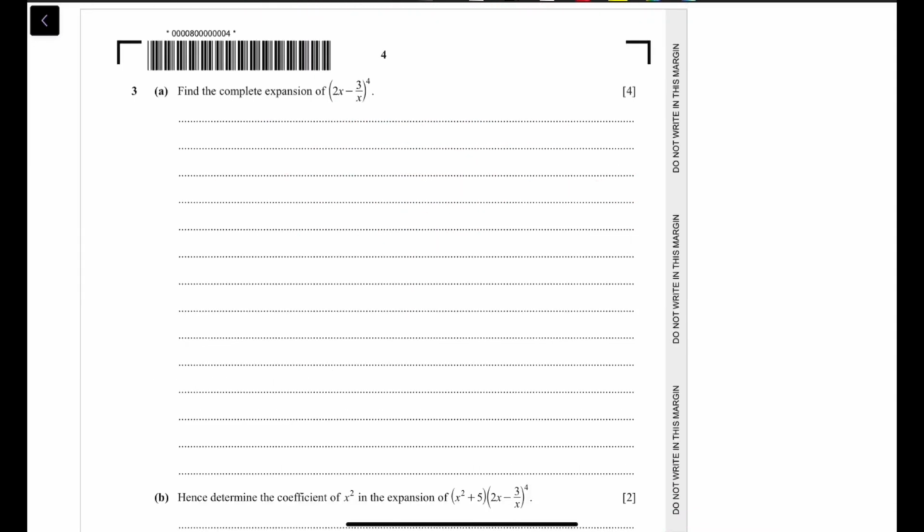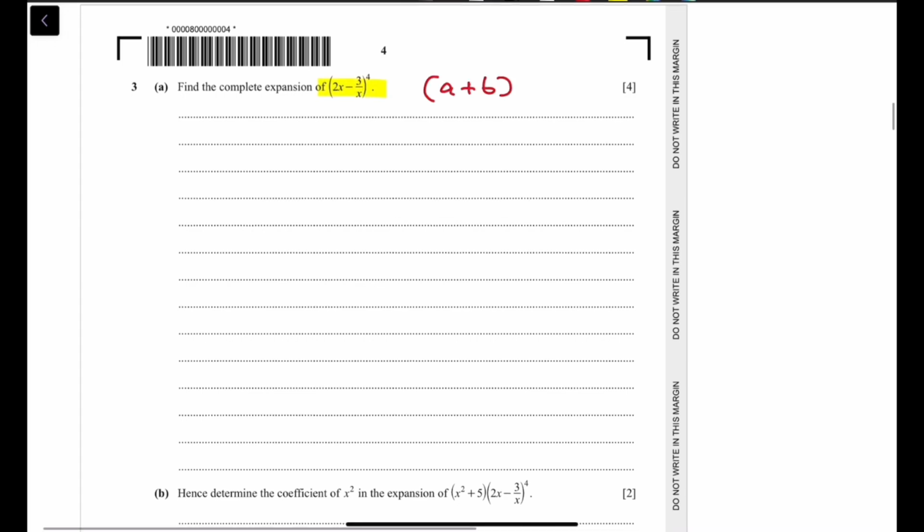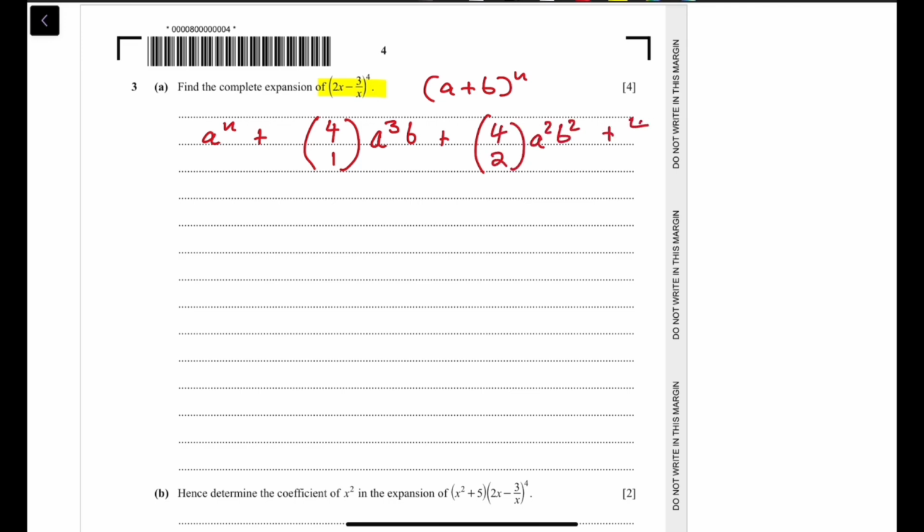Question number 3, find the complete expansion of this. So this is in the form a plus b to the power n. So this is going to be a to the power n plus, it's going to be, then, so it's to the power 4, 4 to the power 1, and it's going to be a to the power 3 b, plus 4, 2, and then a to the power 2, b to the power 2, plus 4, 3, a to the power, just a, and then b to the power 3, then b to the power 4.